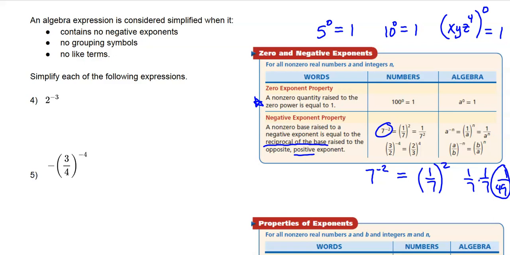And then they show you, well, what if the base starts out as a fraction? What if the base is 3/2? And I'm going to do that example over here on number 5, so I won't go through that one. So let's look at this.